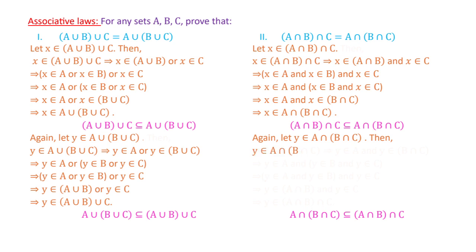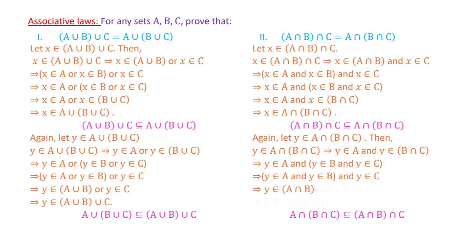Then we write AND in place of intersections. We shift the brackets. Then we again replace this AND with intersection. Then we replace this second AND with intersection. And we obtain this result. So both these results are similar. Both these results are the proof that we are talking about. They are on the same lines.